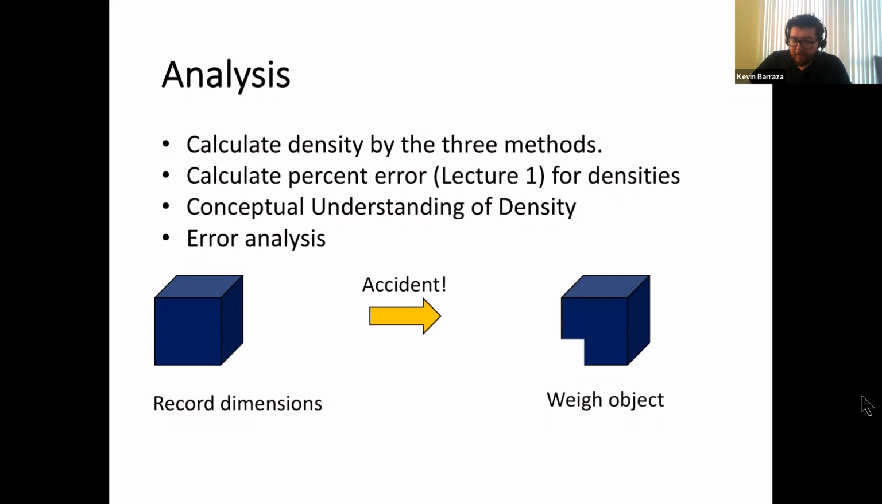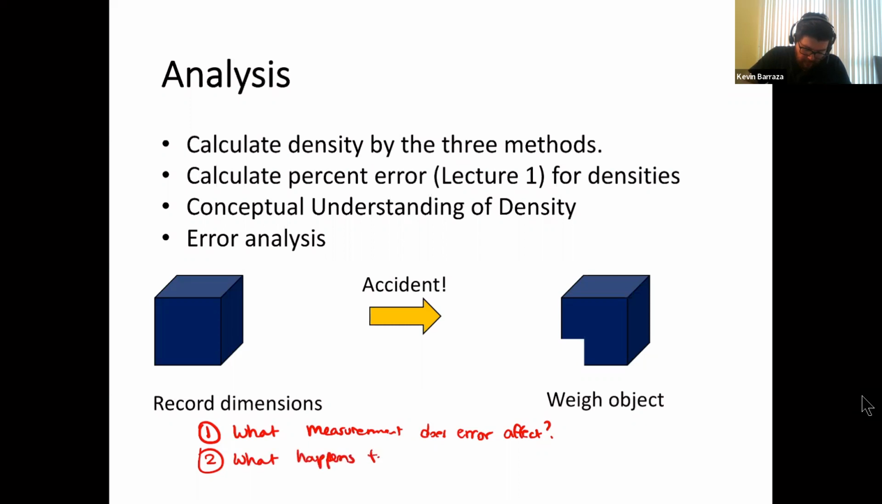There are always going to be at least two sentences when I ask you an error analysis question. One is, what measurement does the error affect? And two, what happens to the final answer? And by that, I mean, is it too big or too small? What did it do?